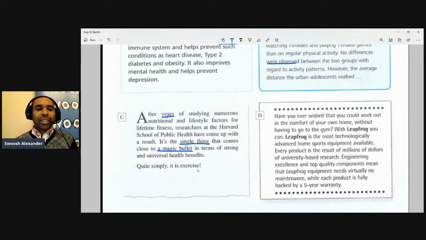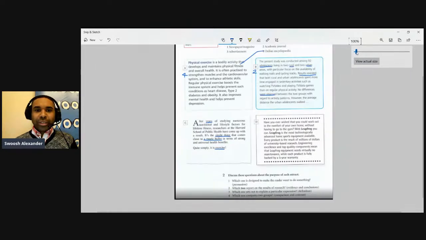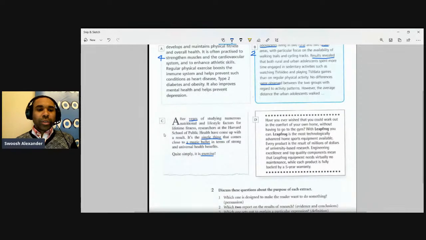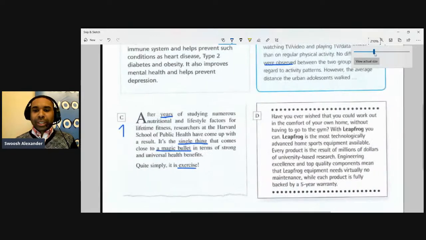Quite simply, it is exercise. So it's not advertising anything to us, it's not advertising a product or a service. It is reporting information, but reporting information in a more informal manner. And so that would be quite consistent with a newspaper article. So for C, option number 1. And finally for D, well, we've only got one option left.